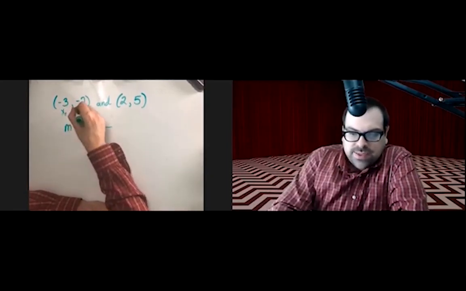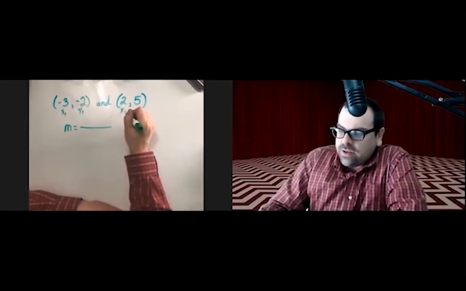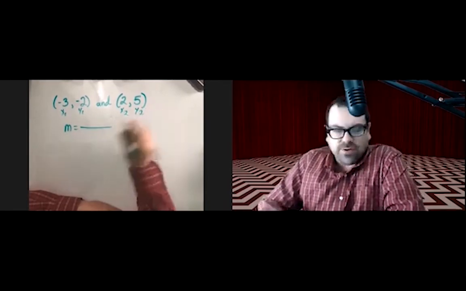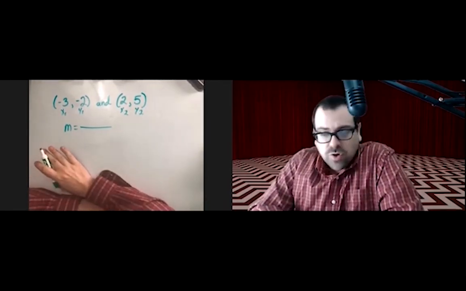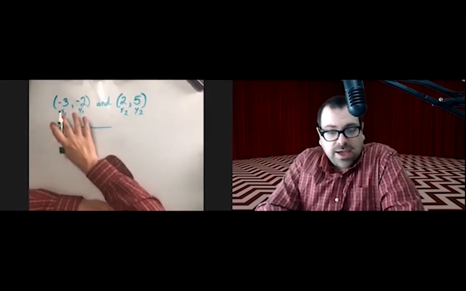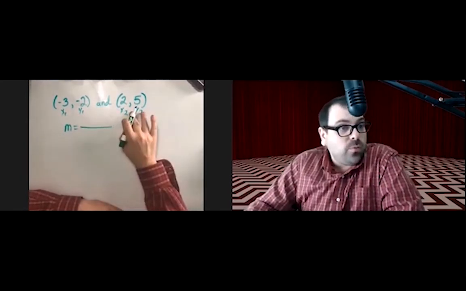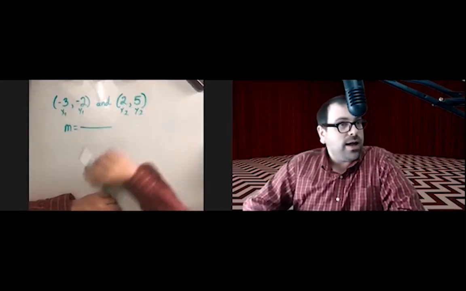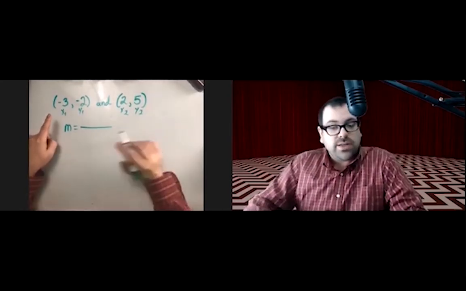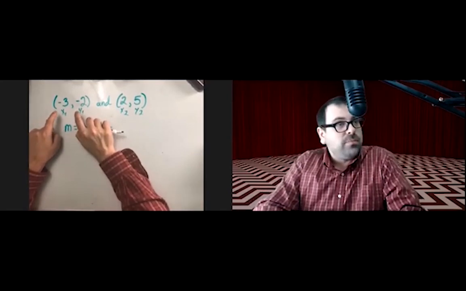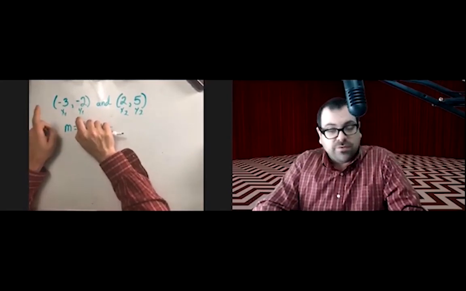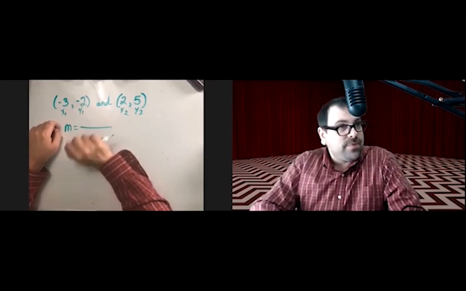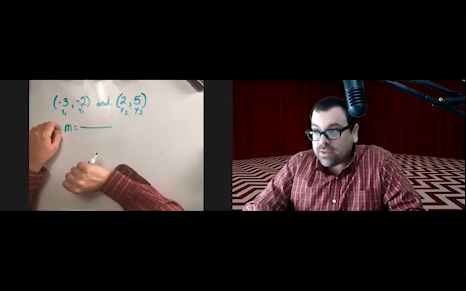So if we call this x1, y1, and x2, y2, be careful. Don't get tripped up and go x1, x2, y1, y2. This isn't a point x and a point y. These are two coordinates. Coordinates have the form xy. So the first is always an x, the second is always a y.